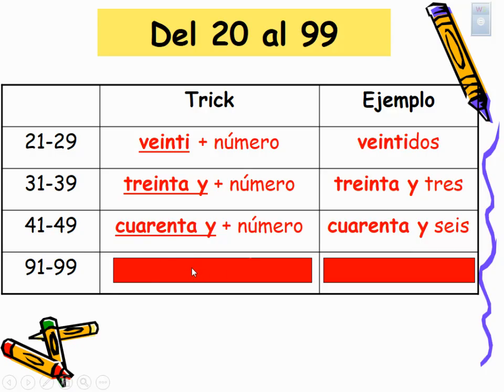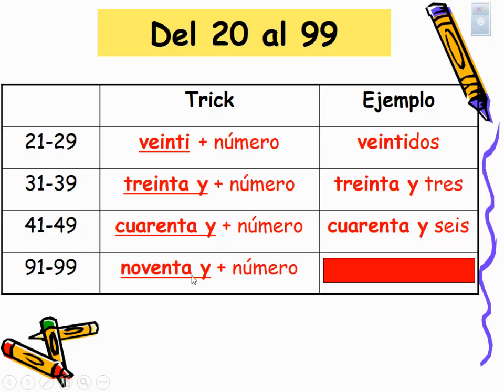So for number 91 through 99, again, 90 in Spanish is noventa. And then you're going to put y and then el número, which is your base, the base number from 1 to 9. So here's the number 99. Noventa y nueve. So this is the trick on writing numbers from 20 to 99. So make sure you have this with you.